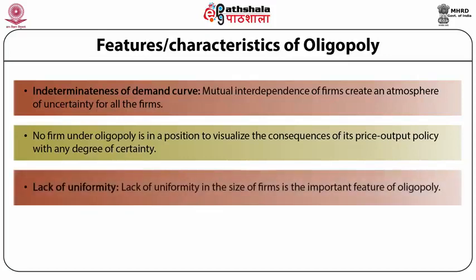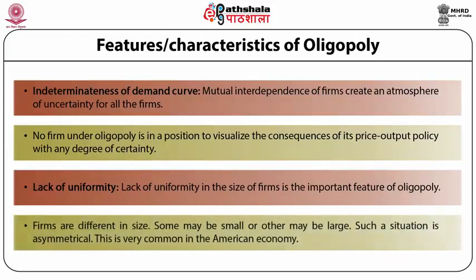Lack of uniformity. Lack of uniformity in the size of firms is an important feature of oligopoly. Firms are different in size. Some may be small while others may be large. Such a situation is asymmetrical. This is very common in the American economy. A symmetrical situation with firms of uniform sizes is rare.